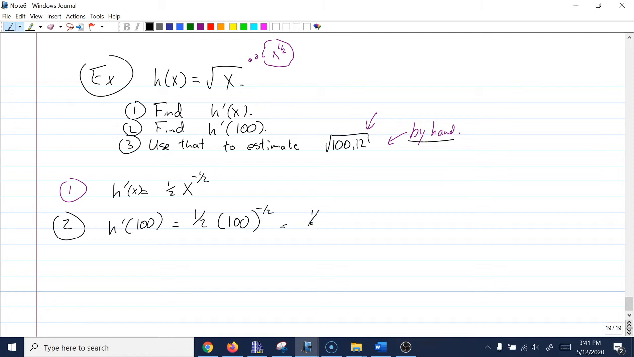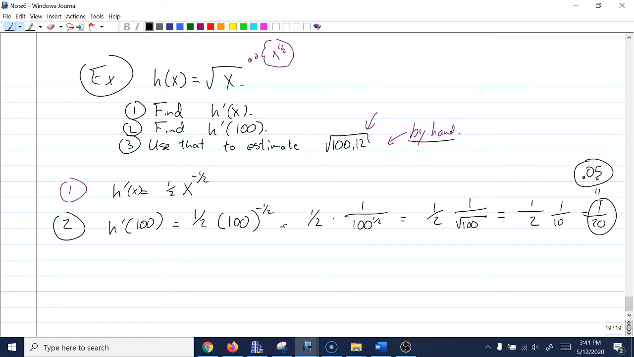So let's do that. This is 1/2 of a negative exponent, which means 1 over 100 to the 1/2. A power of a half means a square root. So I need 1/2 times 1 over the square root of 100. I know the square root of 100, it's 10. So this is 1/2 of 1/10. That's 1 over 20. 1/20th is 5%, is 0.05 if I wanted a decimal for some reason. I can do that derivative by hand and it's not that bad.